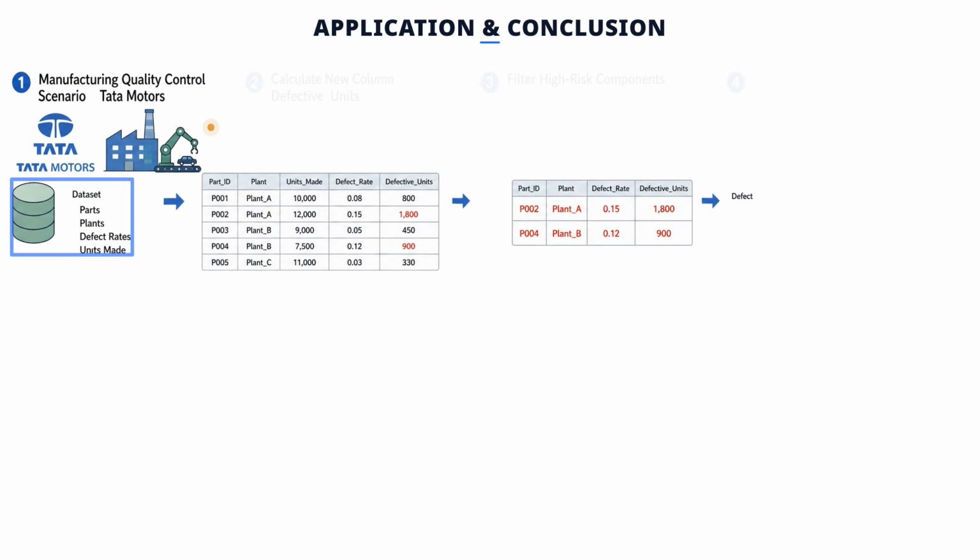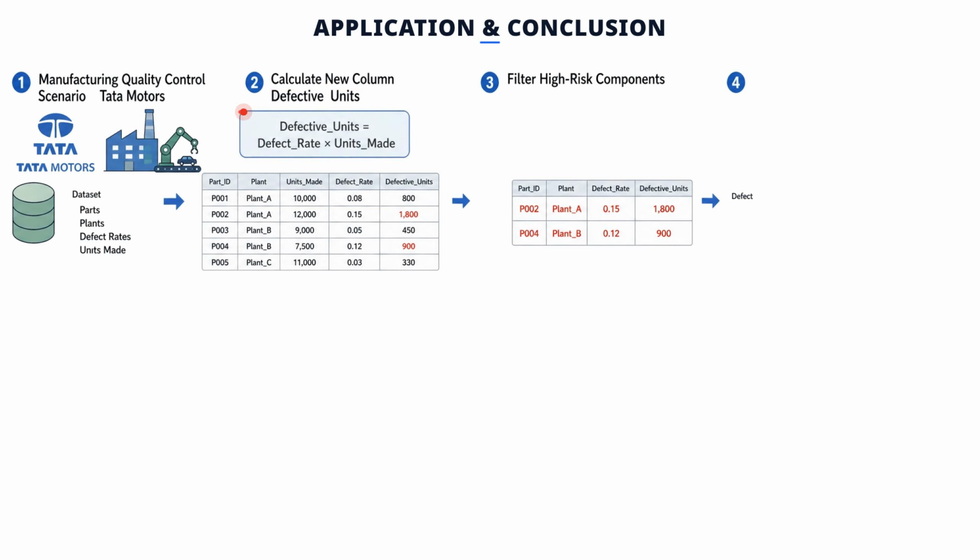In this scenario, we need to calculate a new column called defective units. We do this by taking the defect rate and multiplying it by units made. This straightforward equation translates an abstract percentage into a physical count of broken parts. You can see the results in this newly added column on the right side of our table.